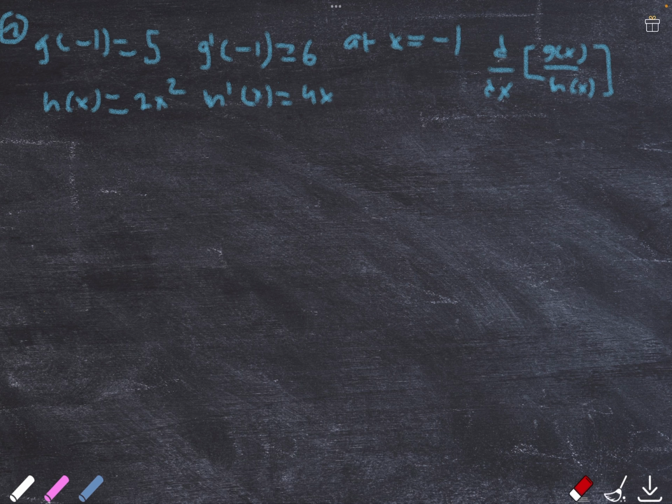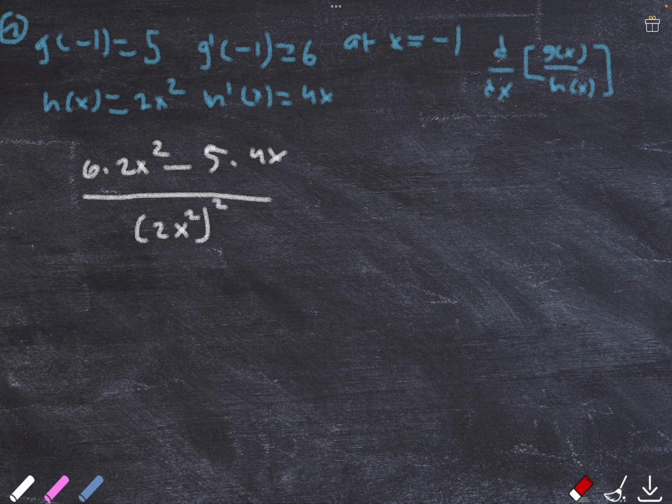We're given the format for the quotient rule is d over dx of g of x over h of x. So now we take the derivative of g, and that's g prime, which is 6. So it's going to be 6 times regular h of x, which is 2x squared, minus 5 times 4x, all over 2x squared, squared.